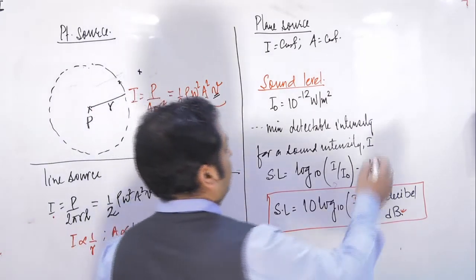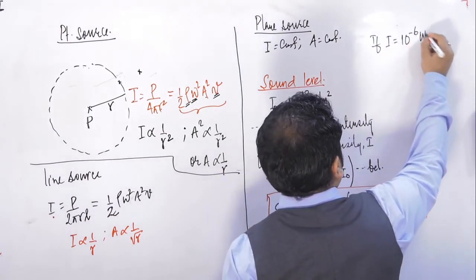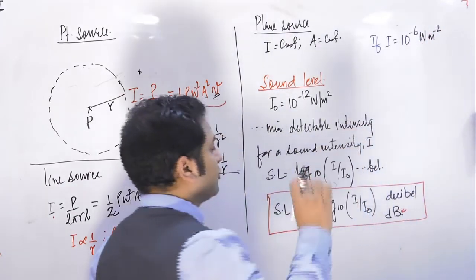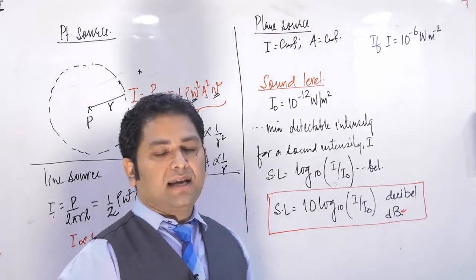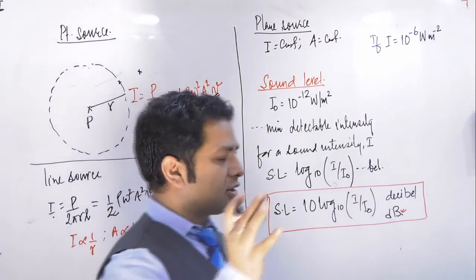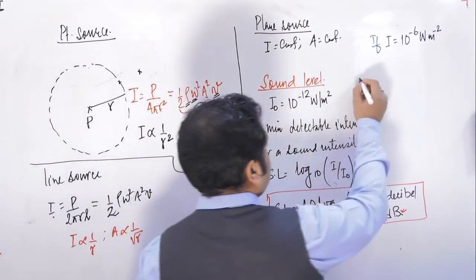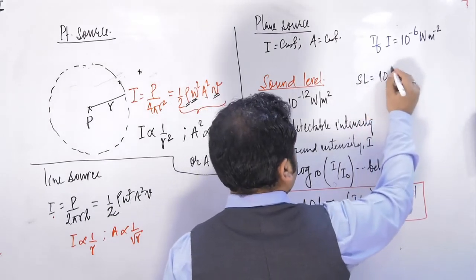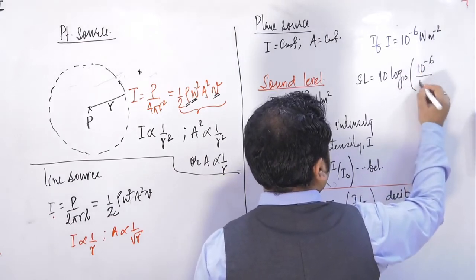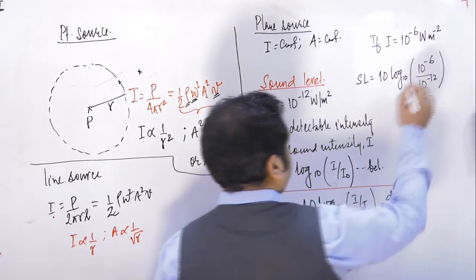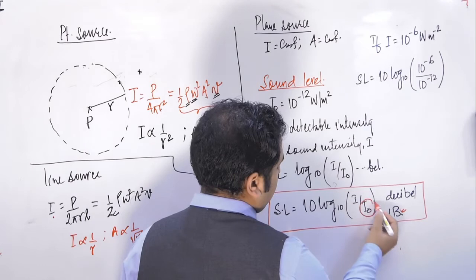So, if I equals 10 raised to the power minus 6 watt per meter square. Say I have a sound of intensity 10 raised to the power minus 6 watt per meter square, and I would like to know the corresponding sound level in decibel. So the sound level is 10 log 10 of I, which is 10 raised to the power minus 6, divided downstairs by 10 raised to the power minus 12. This value is always divided by a constant value.